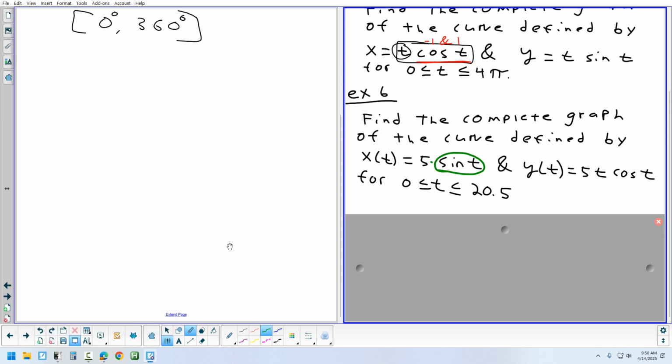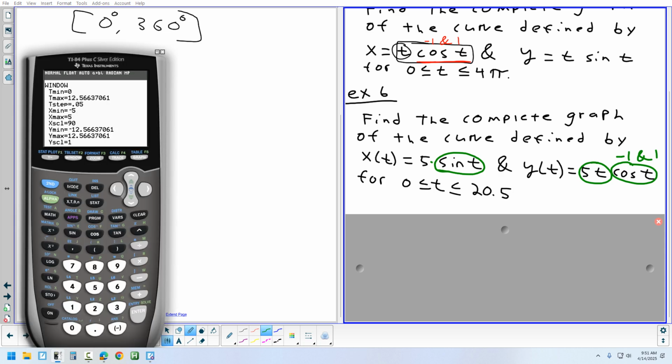Okay? How about cosine? That's always between what two numbers? -1 and 1. It's always between -1 and 1. And now think of 5t. What's the biggest that 5t could ever get? Yeah. Would be 5 times 20.5. That's as big as the front part could ever get, 102.5.